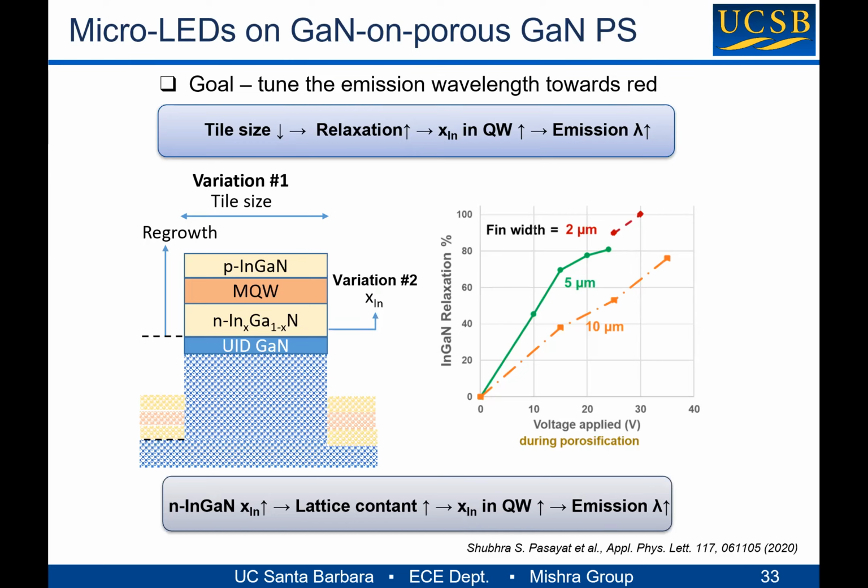Secondly, if we kept the tile size constant and changed the indium content of the N-InGaN layer and kept the growth condition of the multi-quantum wells and the P layer the same, we would be increasing the lattice constant of this N-InGaN base layer, allowing for higher indium incorporation into the quantum wells and hence longer emission wavelengths. So let's look at the results.